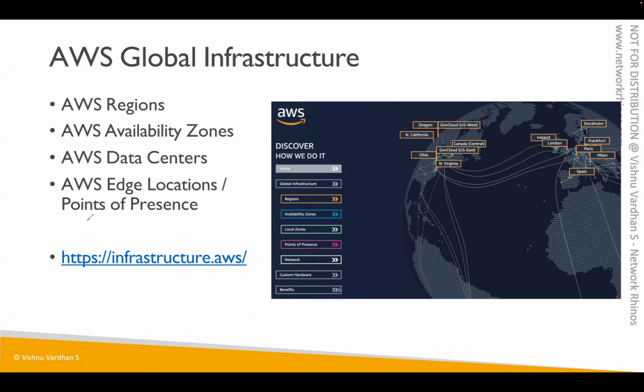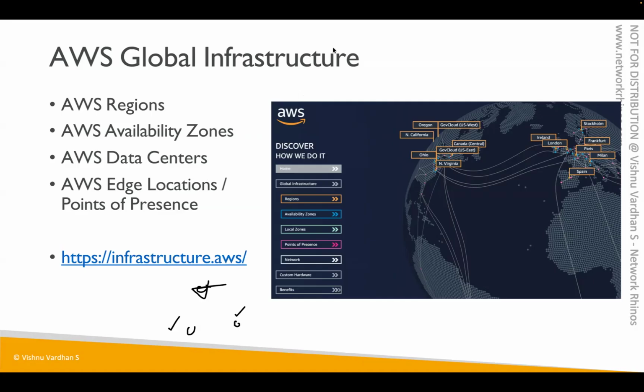See, one region will not have only one AZ. One region will have a minimum of three availability zones. Why? Because if one fails, others can still function. That's the main reason Amazon has kept a minimum of three availability zones under one region. Inside each availability zone, we got hundreds of data center servers.